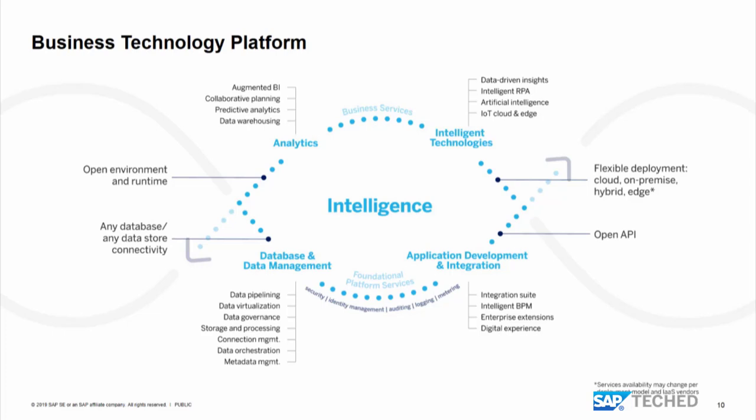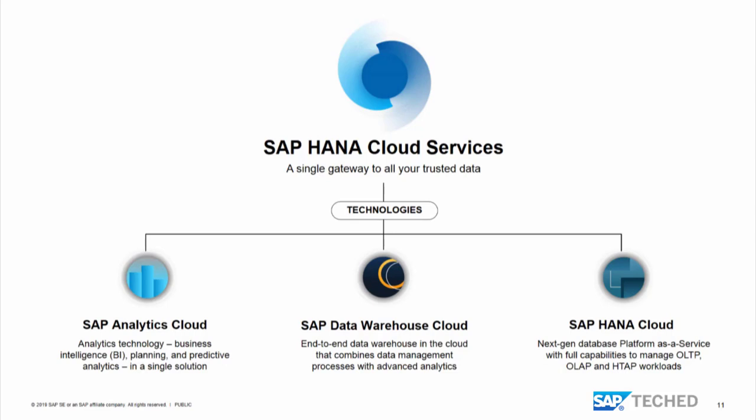So like I said, back in Sapphire, and of course talking a lot about this week, is SAP HANA Cloud Services. SAP HANA Cloud Services being the single gateway to all your trusted data. And actually SAP HANA Cloud Services is a composite of various cloud services that make this up, that are simple, highly functional, scalable, and very integrated.